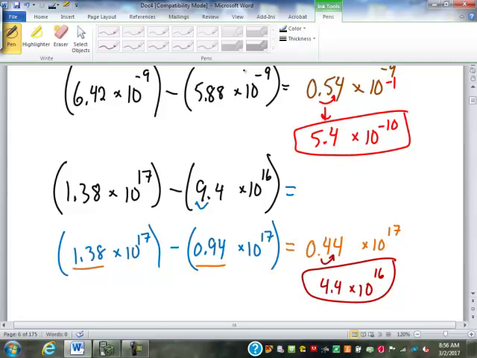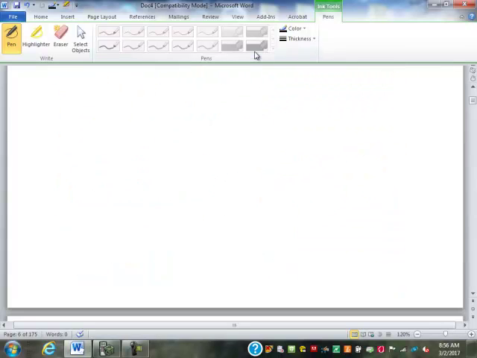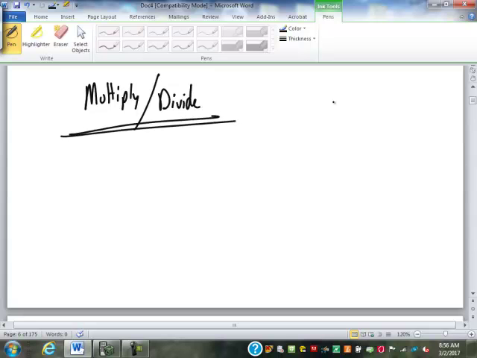Any questions? Adding, subtracting looks pretty good. Looks great. Now remember, when we multiply or divide numbers, we don't need the same name. Just like with fractions, we do not have to have the common denominator. Just like with whole numbers, we could do feet times pounds. It's just fine. Don't have to have the same name.